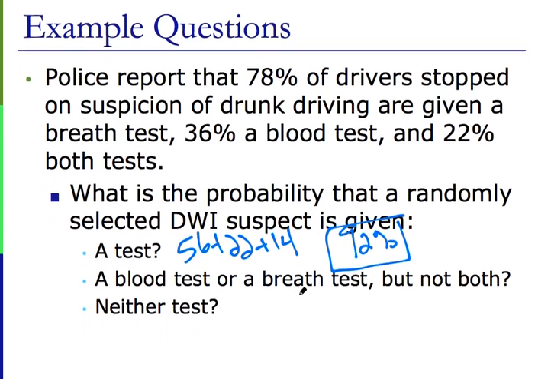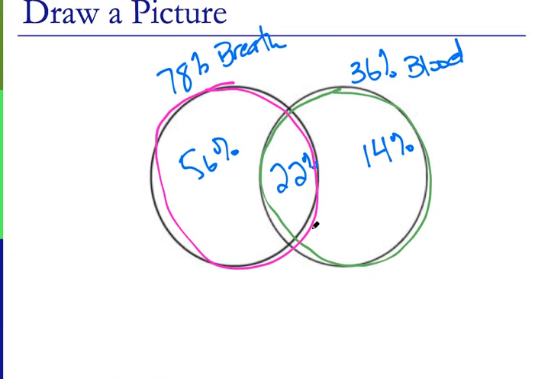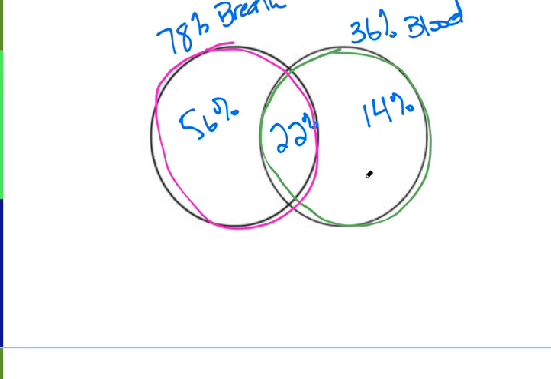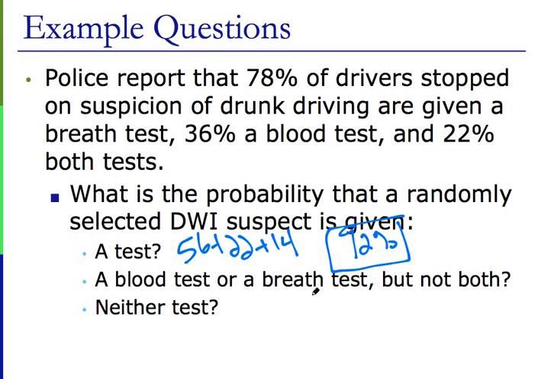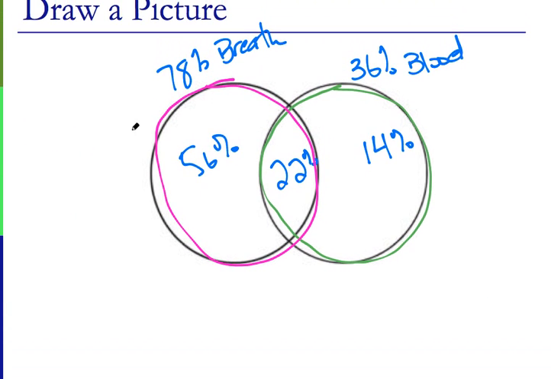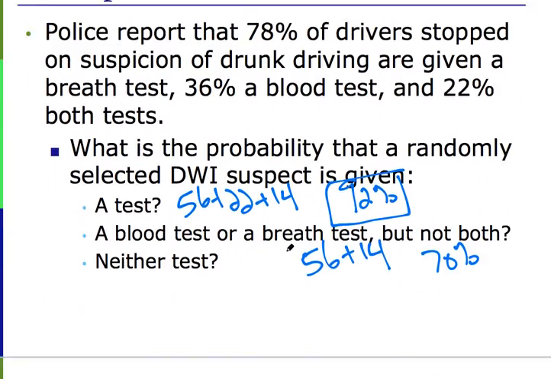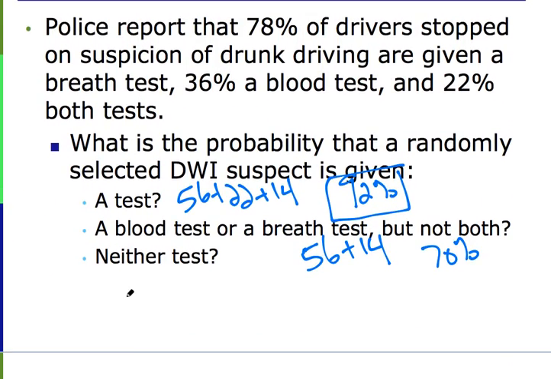Next, a blood test or a breath test, but not both. We don't include this intersection, so we want the 56 and the 14 because we're not including what's in the middle. So 56 plus 14, and we get 70%. Last question, neither test. Now we want what's around the outside. Remember, the big box represents 100%. Add all these up and subtract from 1. Well, we already added it all up in the first question, 92%. So neither test is 1 minus the 92%. We get 8% is given neither test.